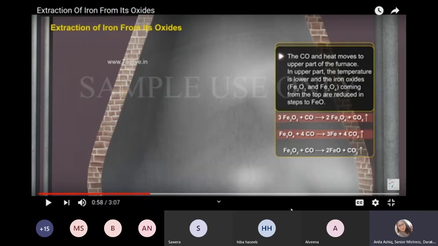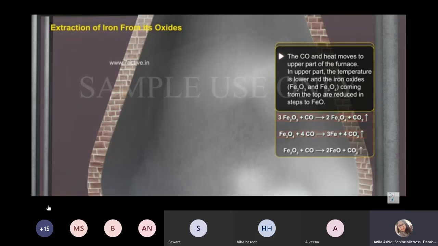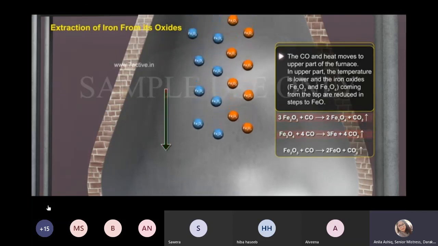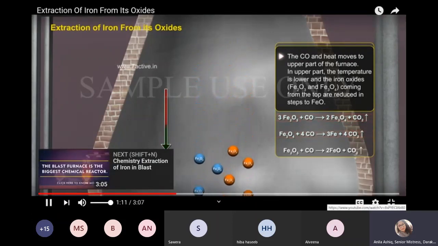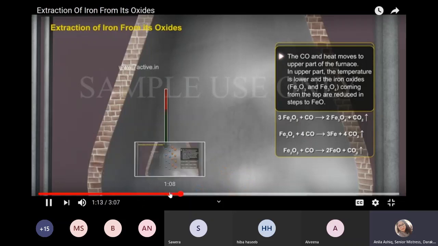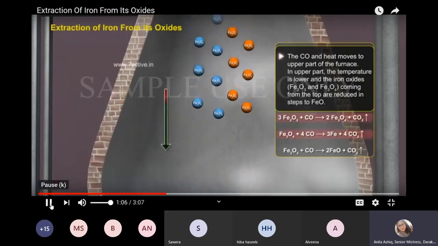I explain it again, Hajra. Part of the furnace, the upper part: the temperature is lower, and the iron oxides, Fe2O3 and Fe3O4, coming from the top are reduced in steps to FeO, iron oxides.